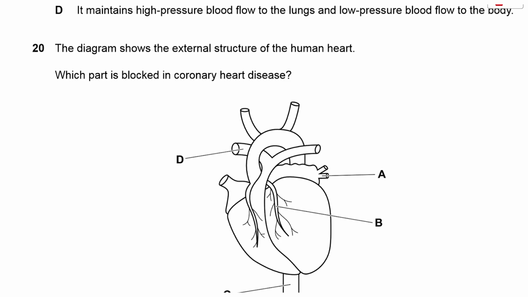Number 20 says, the diagram shows the external surface of a human heart. Which part is blocked in coronary heart disease? So in coronary heart disease, it means the coronary arteries have been damaged, or they have been blocked. So here we'll have to single out the coronary arteries which are blocked.